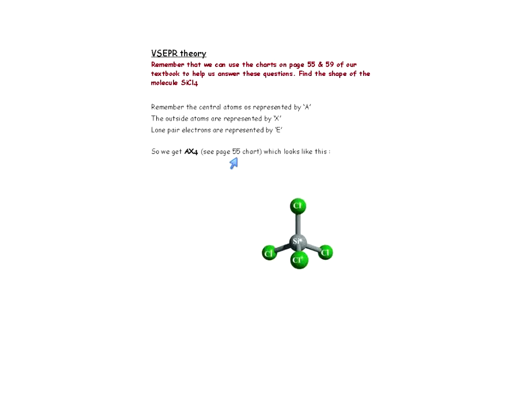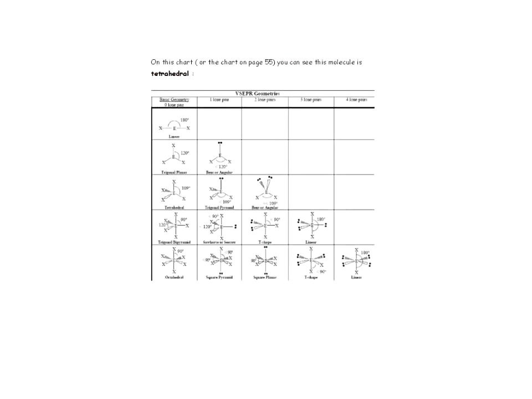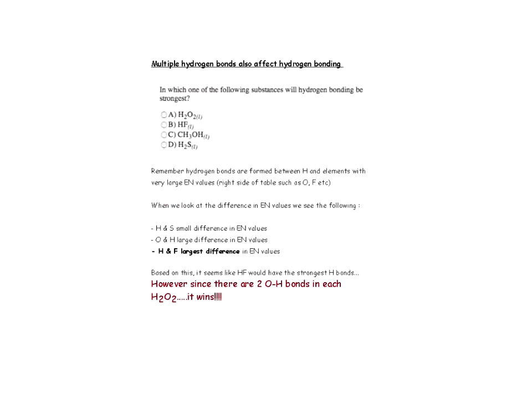Remember, we use that in the chart on page 55, which you can use on your test to find the shape. And so if we knew it was AX4, we could find that this was the shape here. I couldn't find the exact chart that we have in the textbook, but this one here shows we're talking tetrahedral because we have AX4, tetrahedral. All right, so know how to do those.